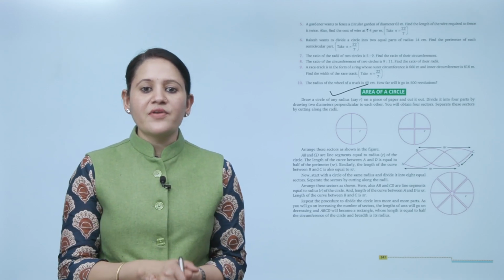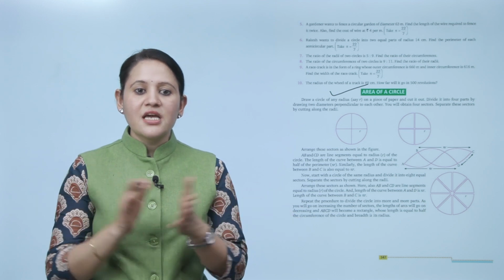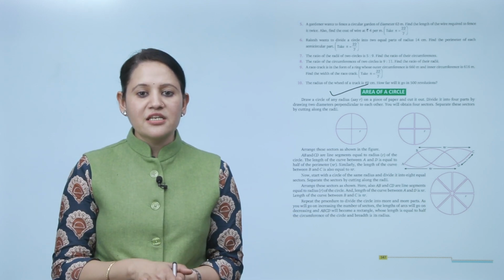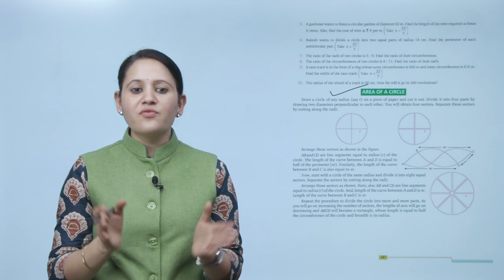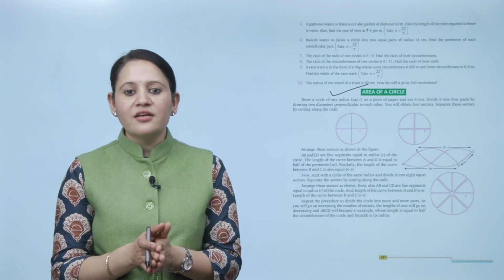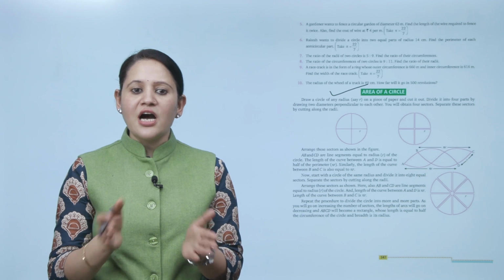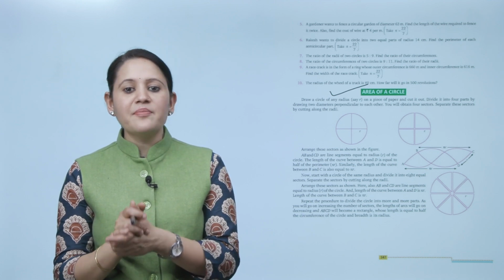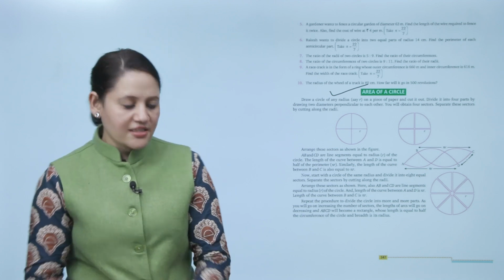Repeat the procedure to divide the circle into more and more parts. As you go on increasing the number of sectors, the length of the arc will go on decreasing, and ABCD will become a rectangle whose length is equal to half of the circumference of the circle and whose breadth is its radius.